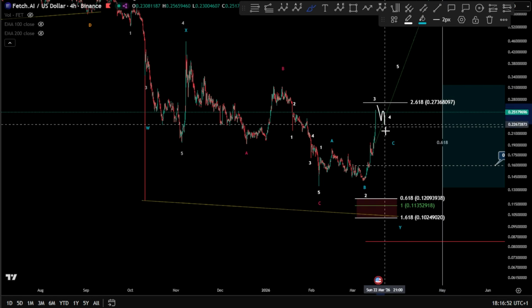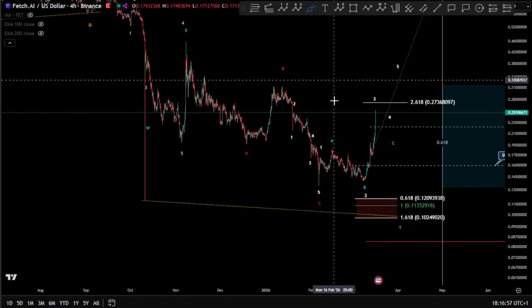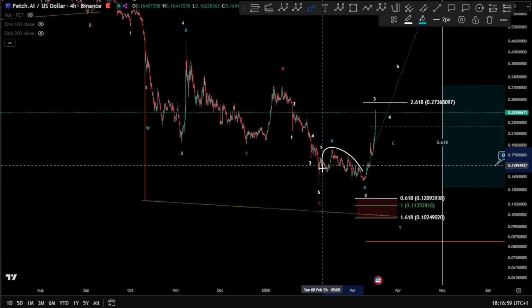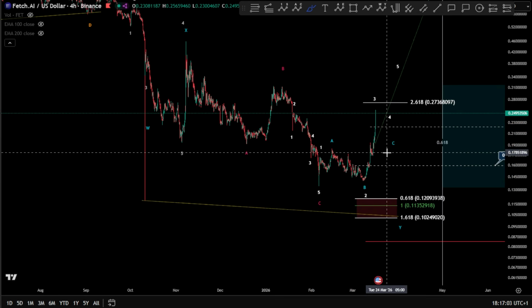Of course, wave 4 might start to unfold at any time. It might be deep. Yeah, be careful. It might be deep, because we got a flat here as alternation, you might get a zigzag. So be careful with it. It might be a deep correction, guys. That was it for FET.